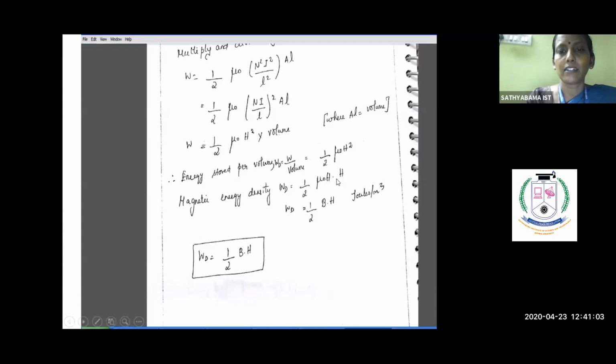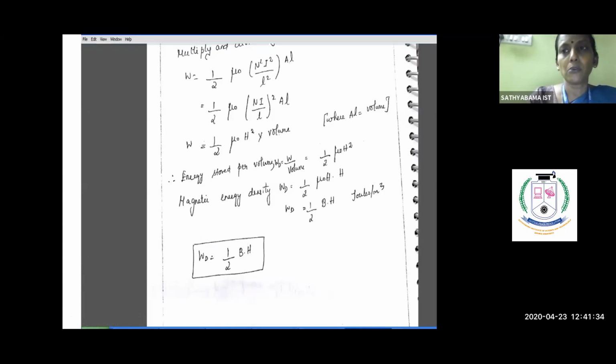So H square, rewrite it as H into H. So mu naught H is written as B into H here. The same thing we have just seen in the capacitor also. In the capacitor, energy density is going to be D into E. Here in the magnetic field, it is B into H. And you all know that it is joules, energy per volume. So it is joules per meter cube.